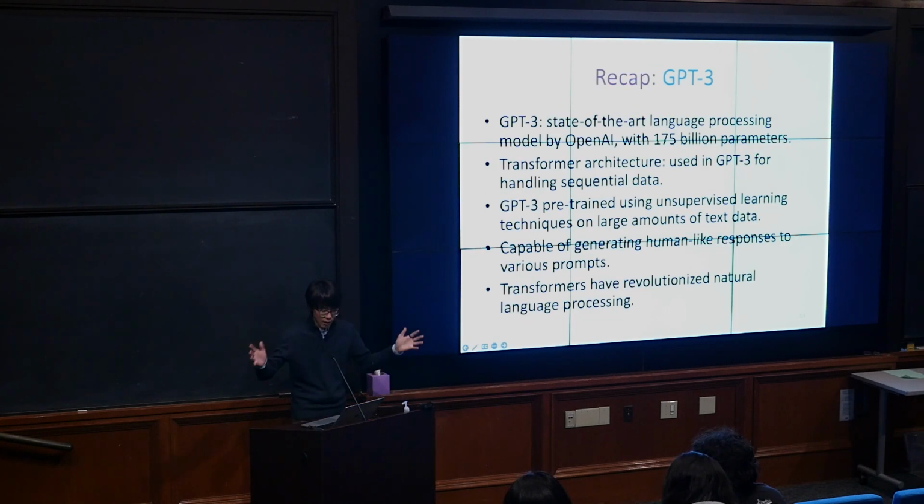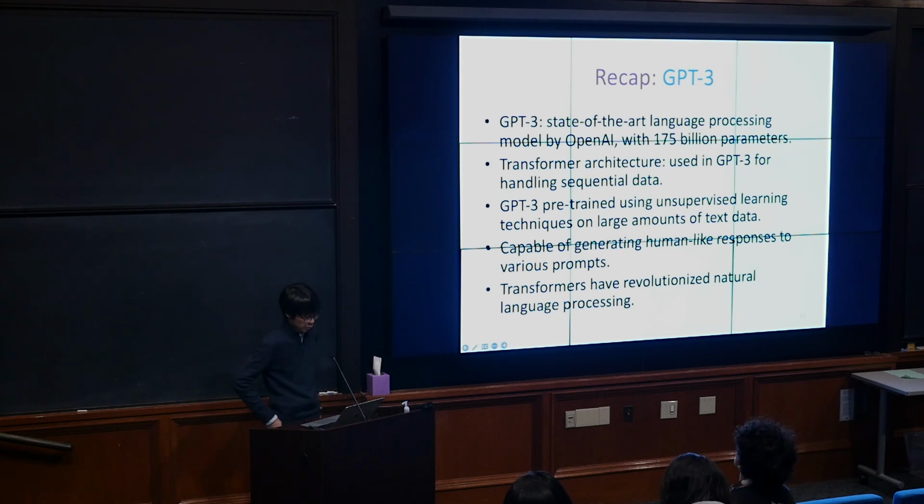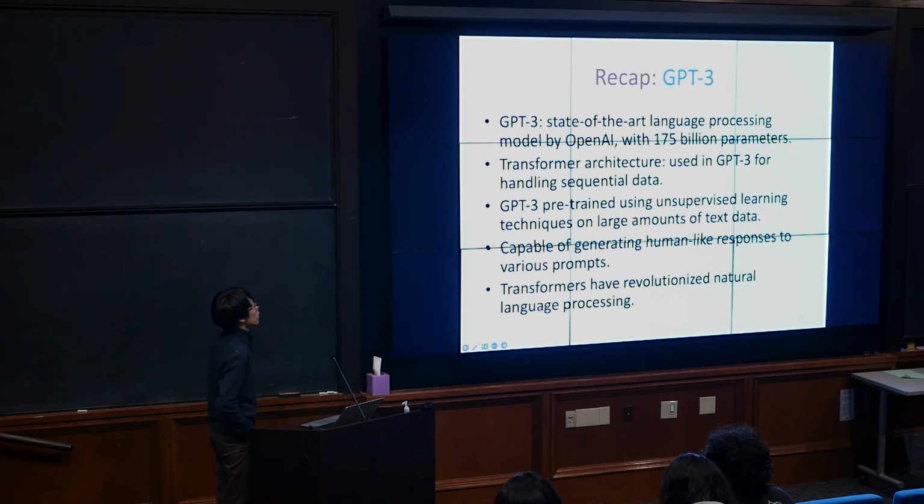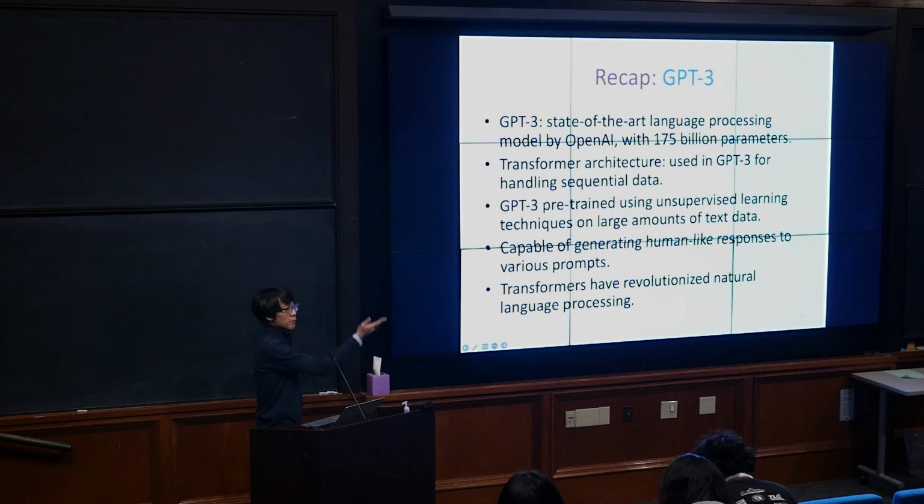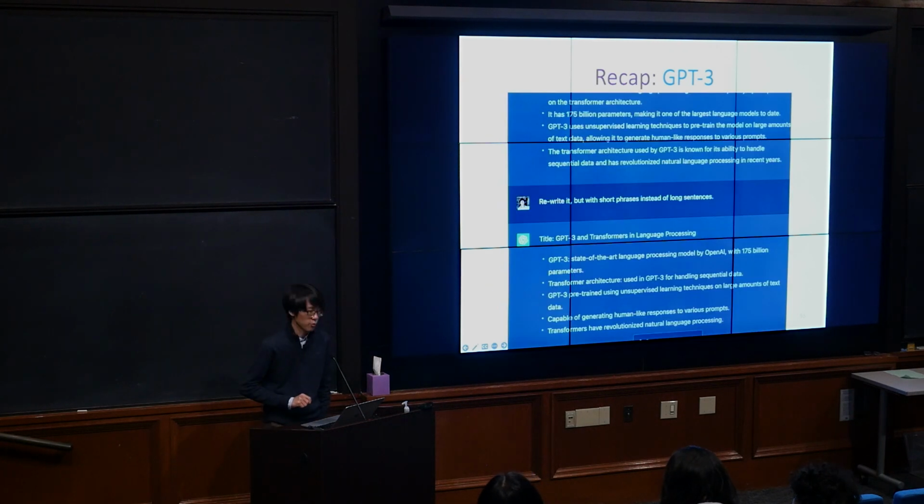So quick, last slide, quick recap. GPT-3: a state-of-the-art language processing model by OpenAI with 175 billion parameters. And this transformer architecture is really what enabled it, right? It's used in GPT-3 and BERT and other NLP models as well. And GPT-3 uses this unsupervised learning technique where we just feed it text data and it's able to formulate a problem to learn the language model. And it's really capable of generating human-like responses, even if you're doing one-shot, no-shot, few-shot learning tasks. And so you can safely say that transformers have revolutionized natural language processing, and I wrote that slide with ChatGPT.